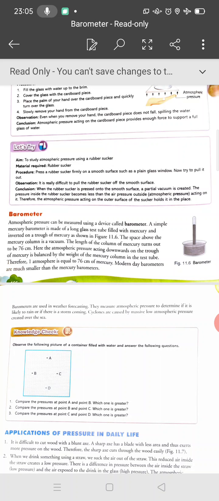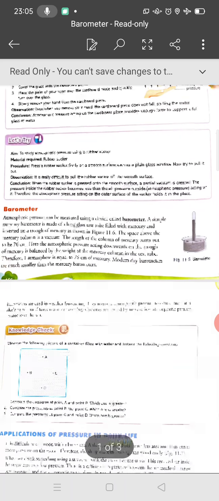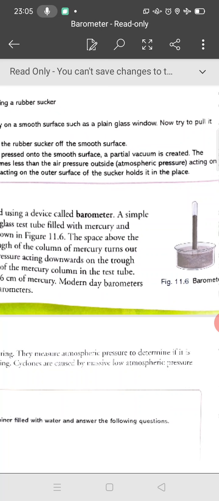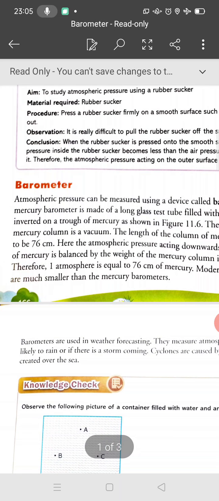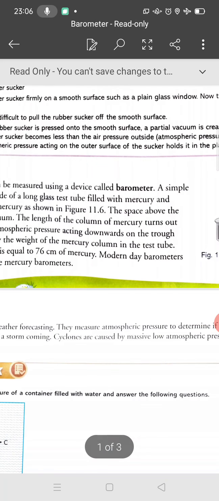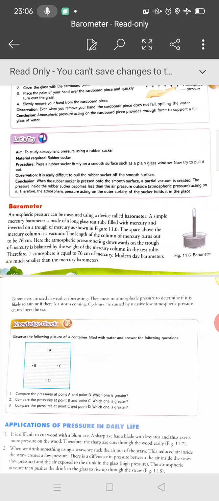Here the atmospheric pressure acting downward on the container of mercury is balanced by the weight of the mercury column in the test tube, and 1 atmosphere is equal to 76 centimeter of mercury. So the height of this column is 76 centimeter and is equal to 1 atmosphere. The modern day barometer is much smaller than the mercury barometer.